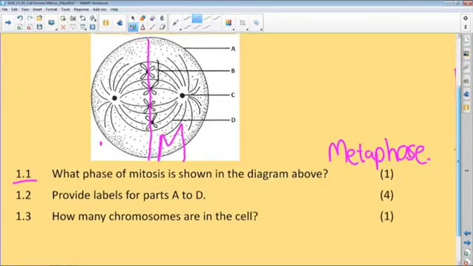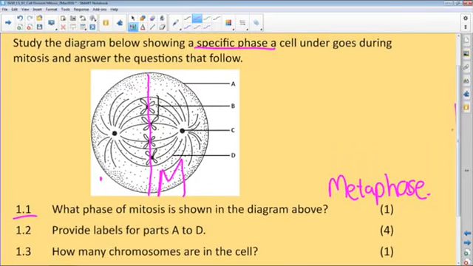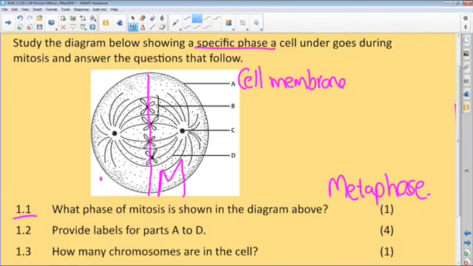Number A, I hope you all got cell membrane. I wonder if lots of you said nuclear membrane. I hope you didn't. Why? Because what happens during prophase? The nuclear membrane disappears. So what we're looking at here is the cell membrane. Number B, they're showing you the whole structure of that, and I hope you labeled it a chromosome.